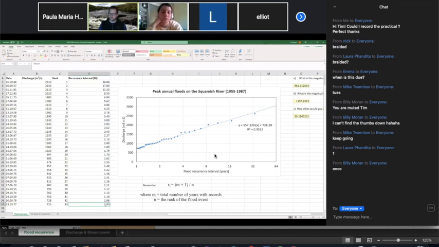Does that make sense? Give me a thumbs up if that makes sense. So a recurrence interval of 1 means it recurs every year, 1. Because every other flood exceeded it. It got to this level and then kept going.